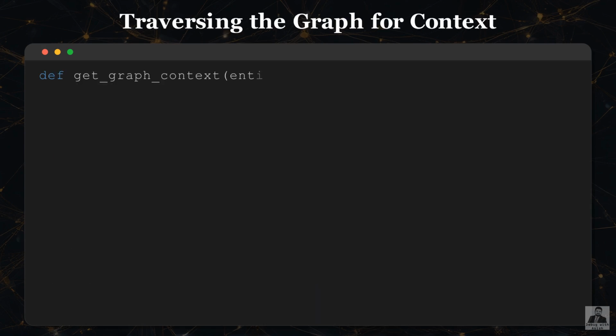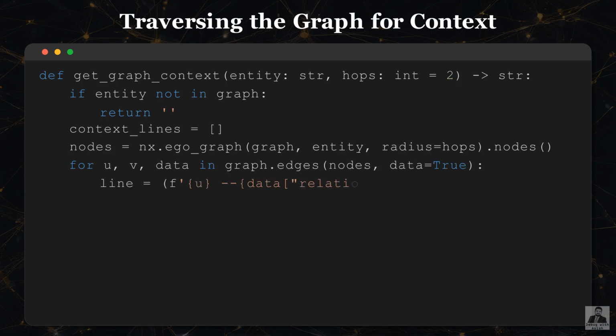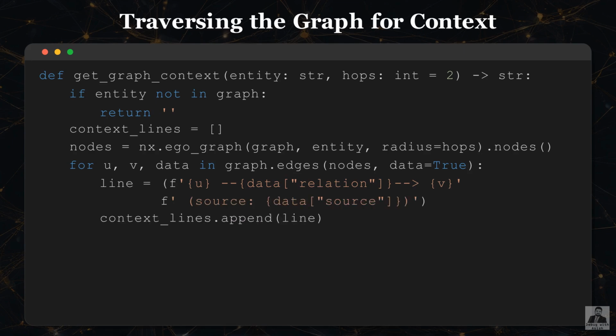The graph traversal function takes an entity name and a hop count. We use NetworkX's ego graph to collect all nodes within a given number of hops from the starting entity. For each edge in that subgraph, we format a plaintext line describing the relationship and its source document. Two hops from Alice surfaces: Alice manages engineering. Alice reports to Bob. Bob oversees product and engineering, and any other relationships within 2 steps. This structured text becomes part of the context sent to the language model.